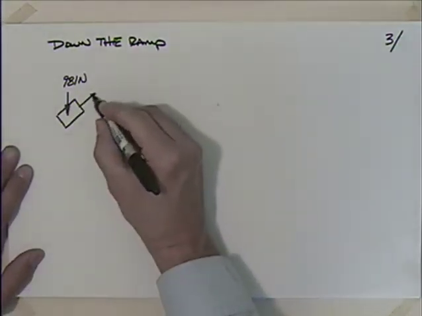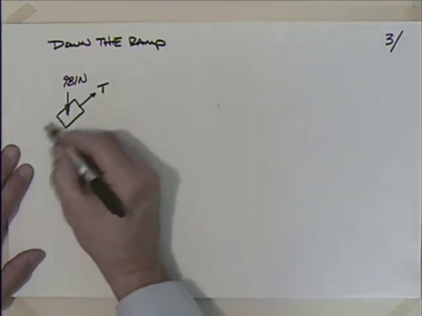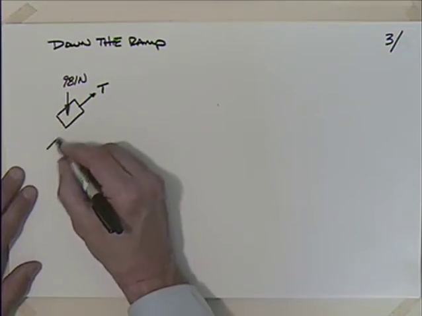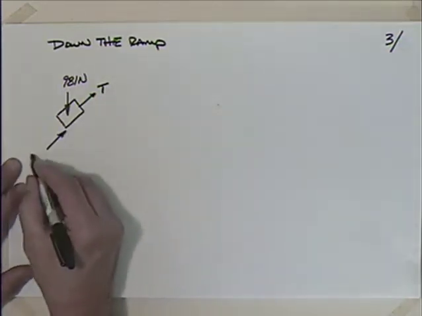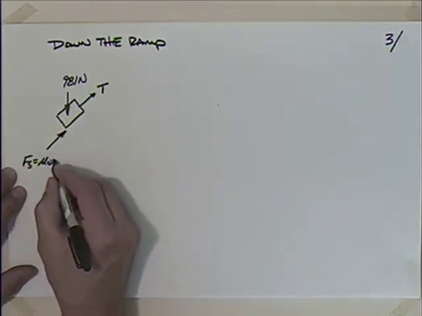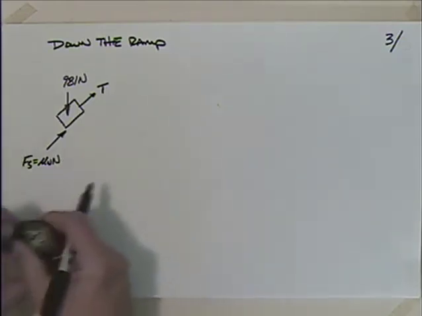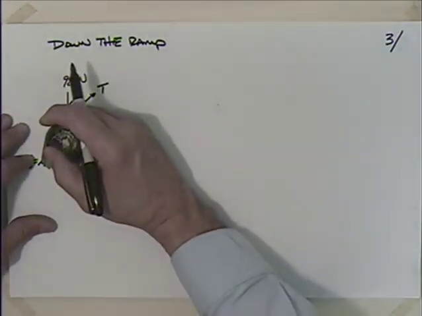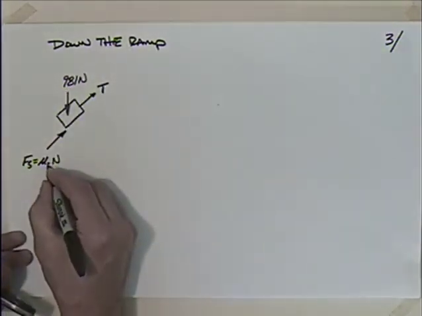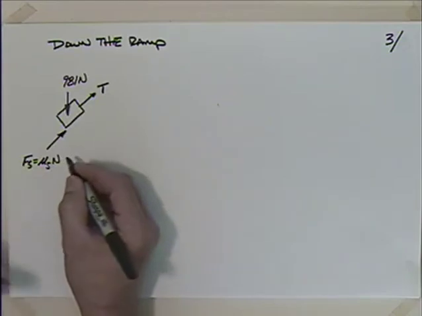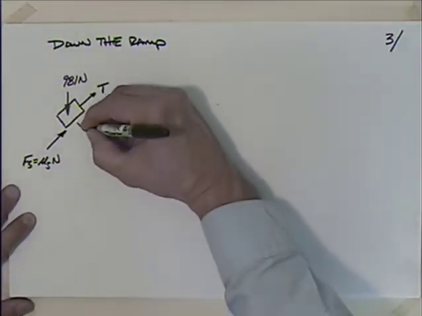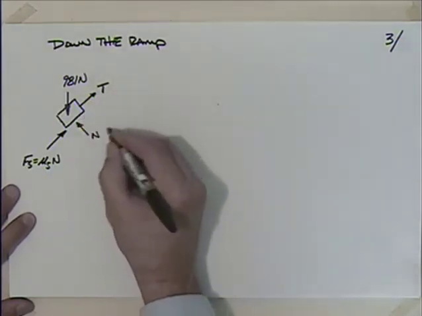And then we've got some tension force T going up the ramp, but since this is trying to go down the ramp, the friction force is going to be like this, trying to push it back up the ramp, isn't it? So I'll have this F sub S equal to mu sub S times N, not mu sub K times N, mu sub S times N. And then, of course, this is N, perpendicular to the ramp.